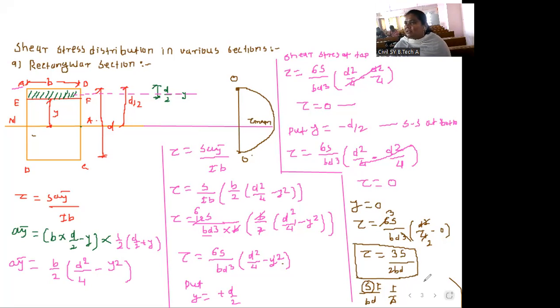Then we will discuss shear stress distribution for circular section. Shear stress distribution for circular section.